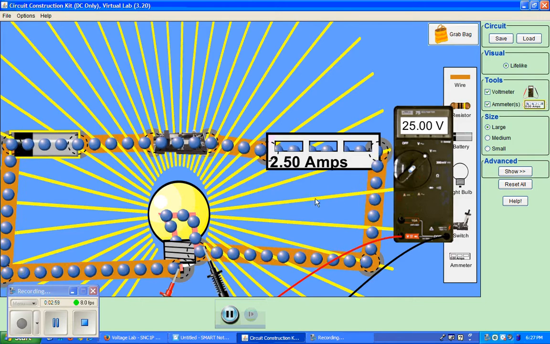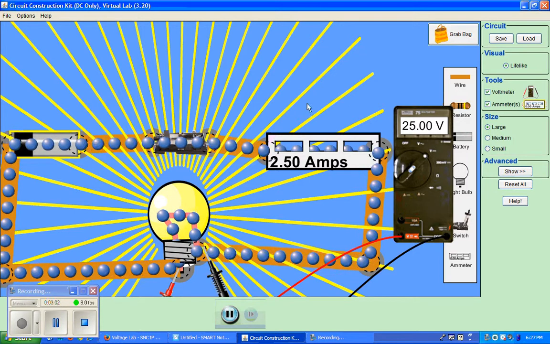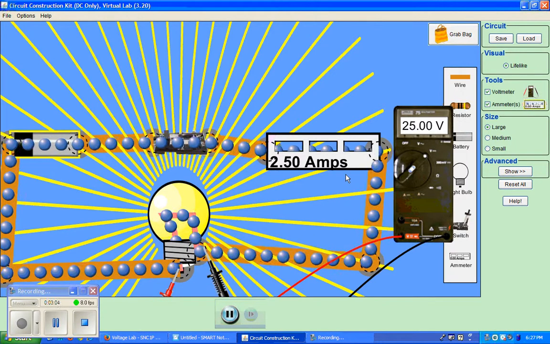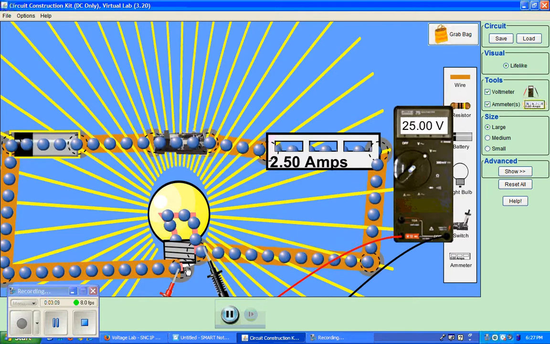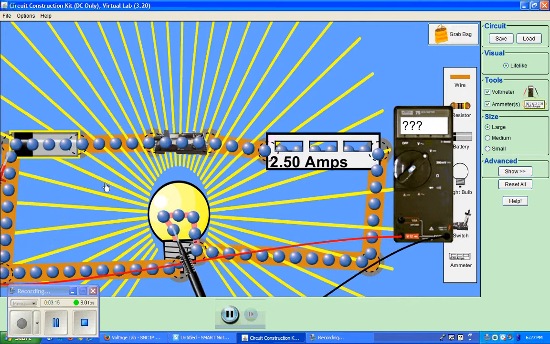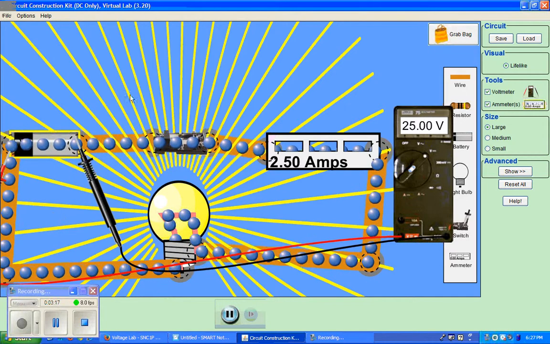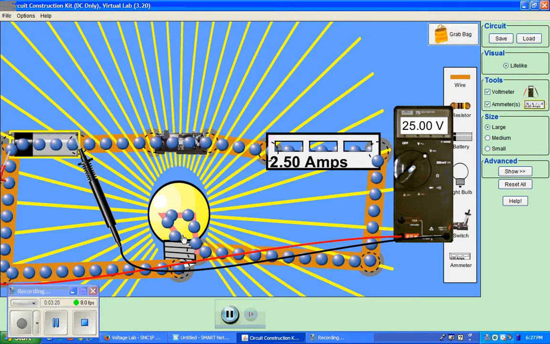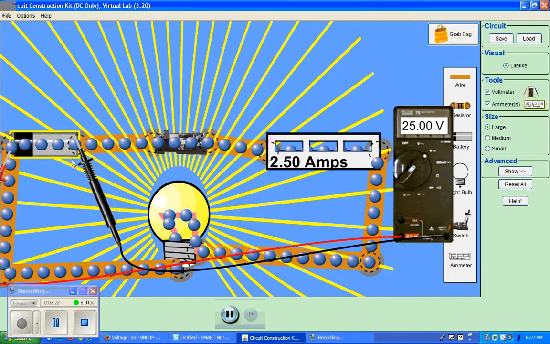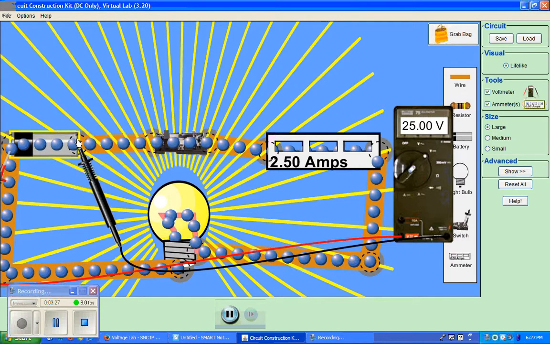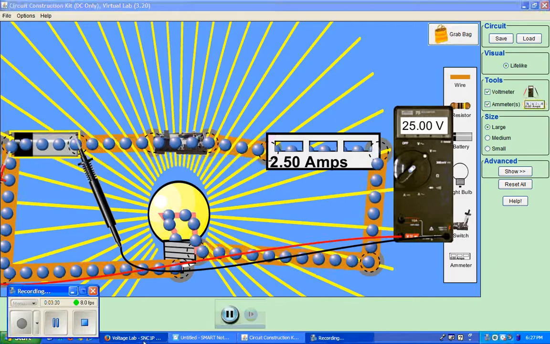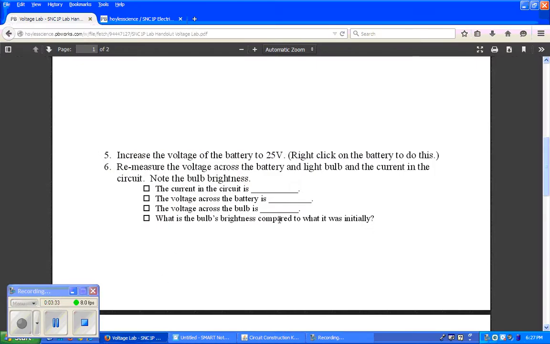All right, so we can notice now that the current in the circuit is no longer 0.9 amps, it's now 2.50 amps. The voltage across the light bulb, which you had there before, is now 25 volts, and the voltage across the battery is 25 volts as well. So we increased the voltage of the battery, and the light bulb's voltage also increases, because what the battery is outputting is what the light bulb is using, and the current has gone up because now the voltage is providing a greater push on the electrons in the circuit. So what is the bulb's brightness compared to what it was initially? Yeah, it's a lot brighter.